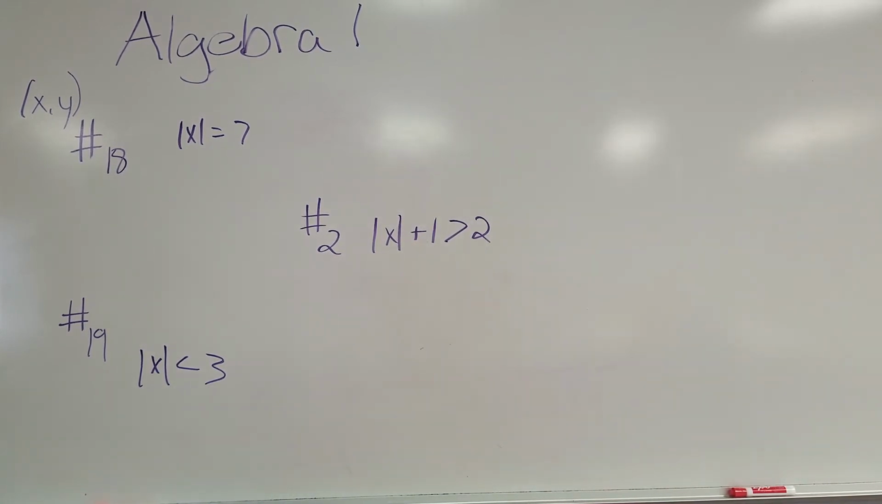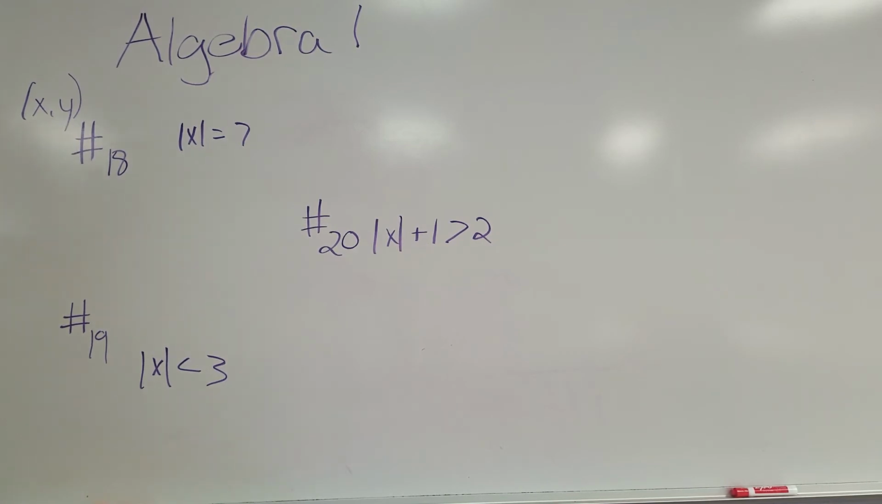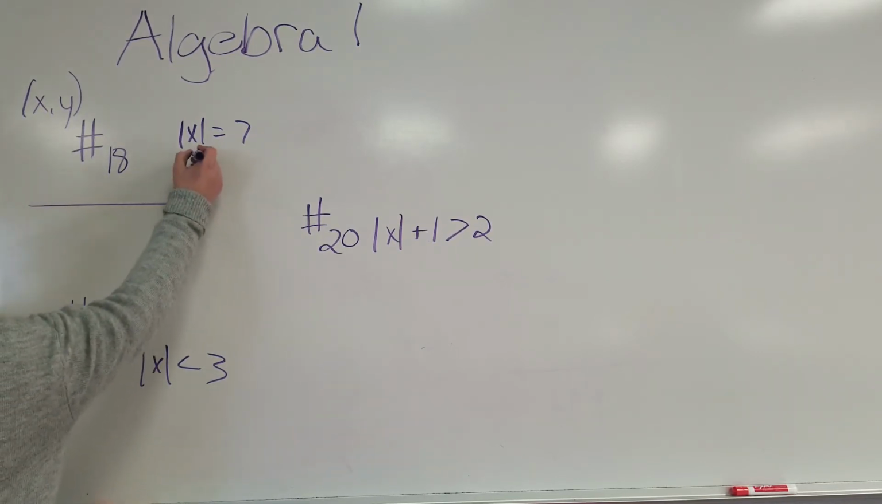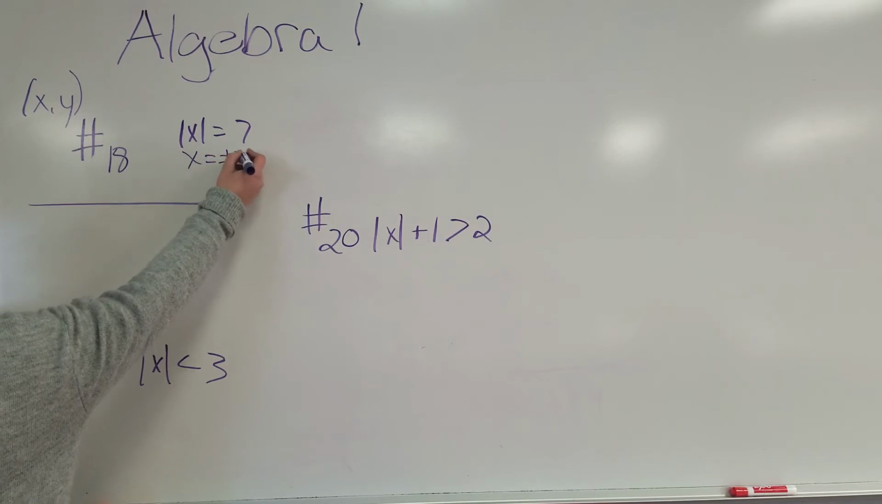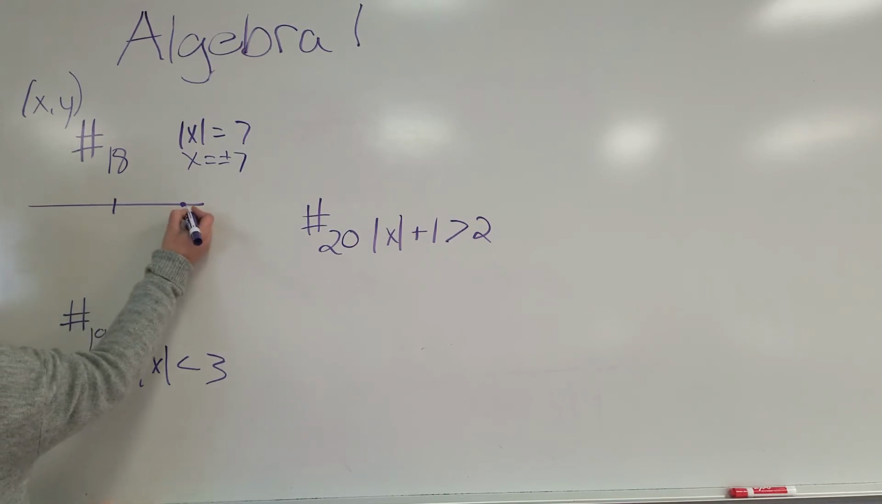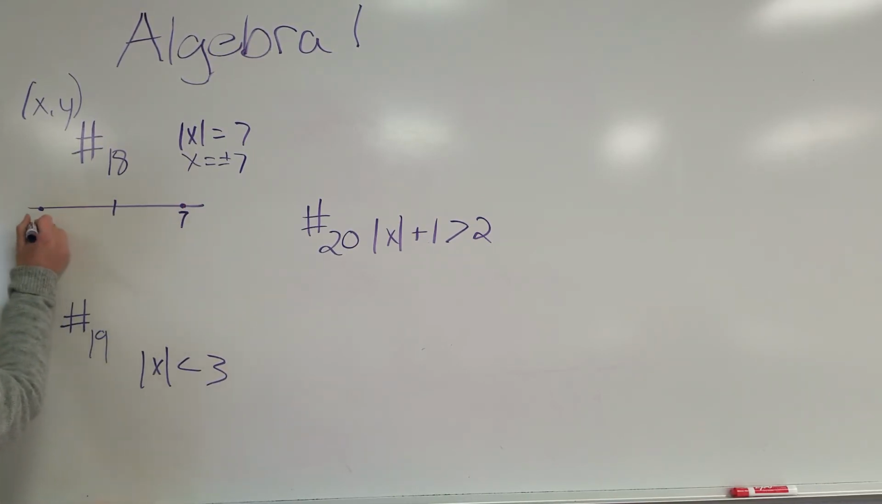Numbers 18, 19, and 20 deal with absolute values in graphs. So remember, absolute value means everything's positive. Absolute value is just talking about the distance from 0 on a number line. So the absolute value of 7 and -7 are the same because they're both 7 units of distance from 0 on the number line. So when you're graphing this, absolute value of x equals 7, it means x is equal to positive and -7. Because it's equal, you're going to put a solid dot at 7 and one at -7.